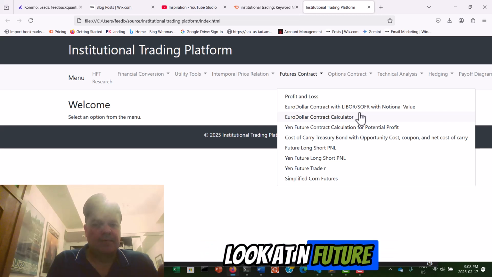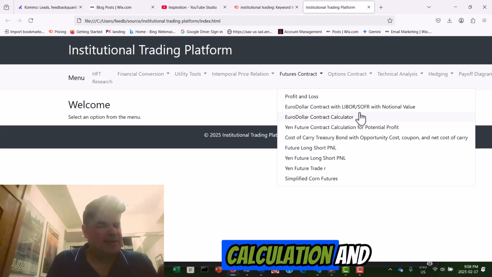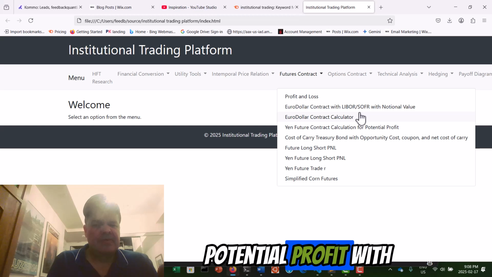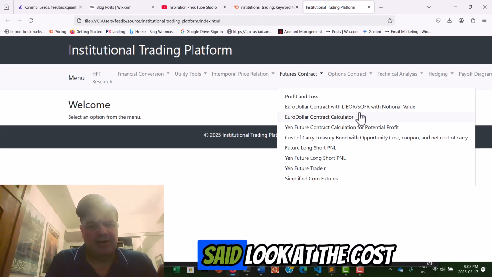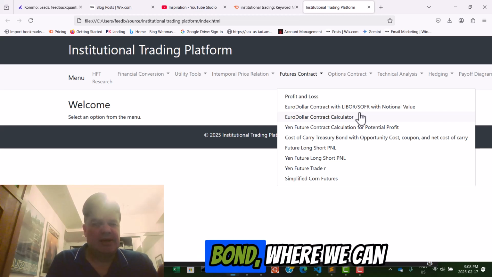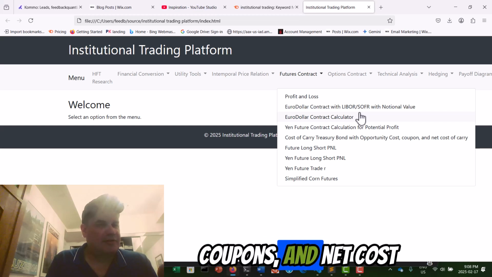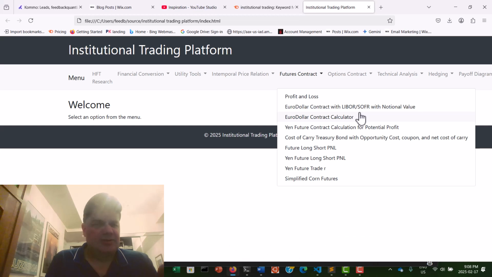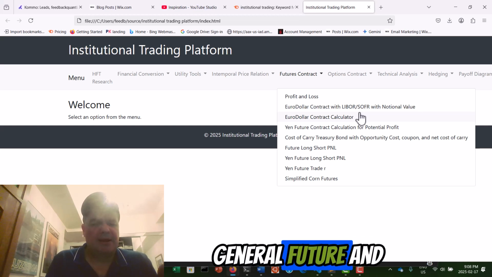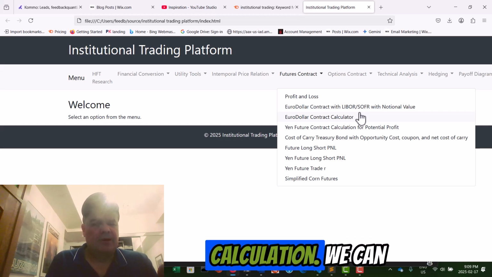We could look at yen futures contracts with the calculation and potential profit with yen. We can also, as I said, look at the cost to carry for a treasury bond, where we can measure things like opportunity cost, coupons, and net cost of carry. We can also look at a general futures long and short P&L calculation.